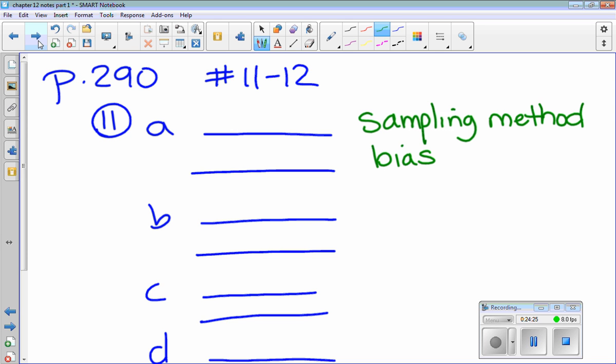All right, let's talk about B. Randomly select one of the elementary schools and contact every parent by phone. We know what that is. What is it? A cluster. Picking one group of everything and sampling everybody there. Okay, so that's definitely a cluster sample.